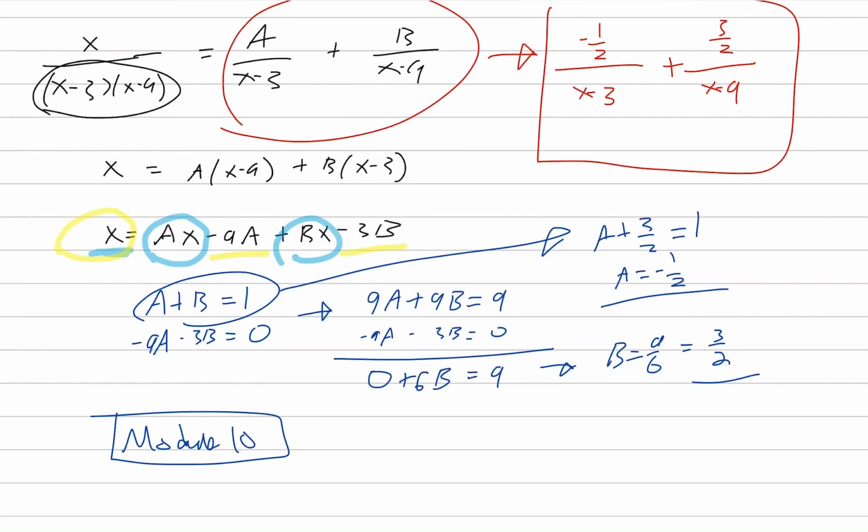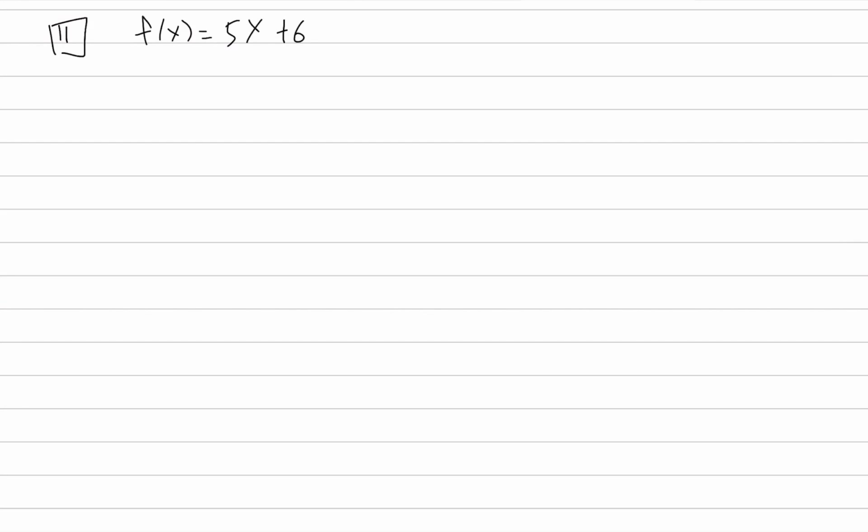Okay, so let's look at 11. For given functions f and g, complete the parts a through h. And for parts a through d, also find the domain. So the function I have is f of x equals 5x plus 6 and g of x equals 2x minus 3.